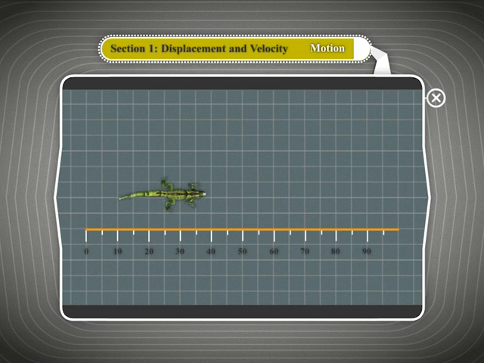The motion of this gecko can be described by imagining a meter stick placed under the gecko to define a frame of reference.